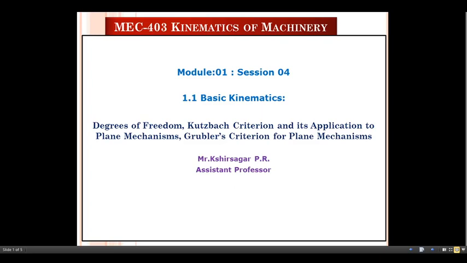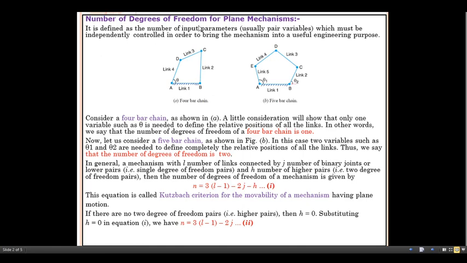In today's session, we learn about degrees of freedom, Grubler's criterion and its applications to plane mechanisms, then Grubler's criterion for plane mechanism. So let us start with the degree of freedom for the plane mechanism. It is defined as the number of input parameters which must be independently controlled in order to bring the mechanism into a useful engineering purpose. So in other words, the number of input parameters required to define any mechanism.